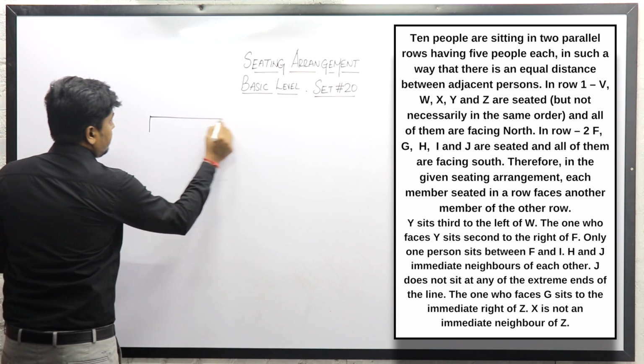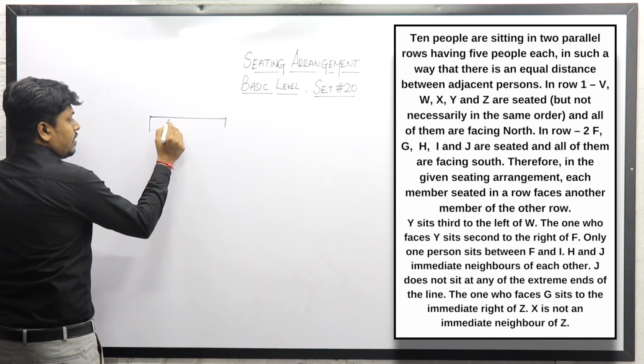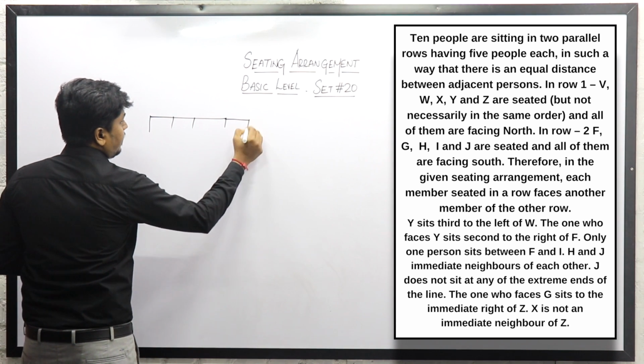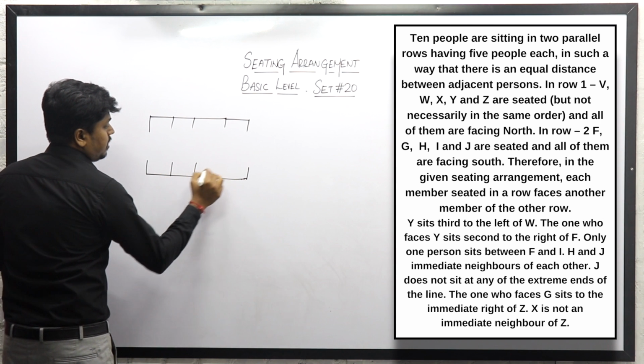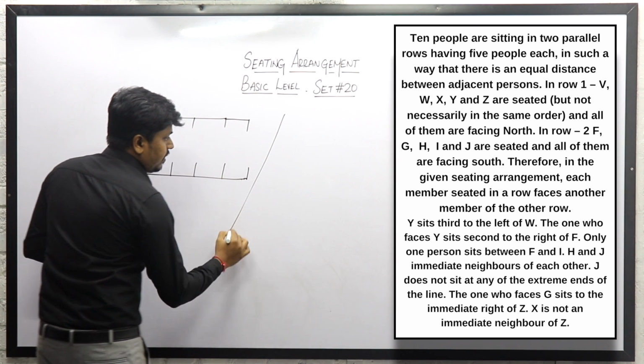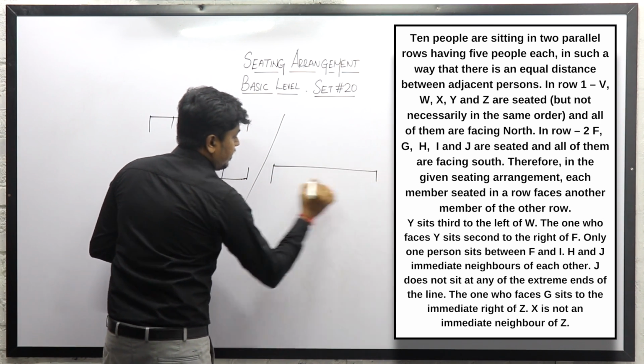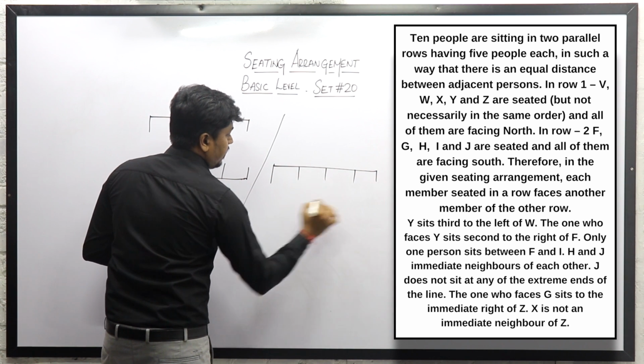So what I'm going to do is assume this as possible diagram 1. So 1, 2, 3, 4 and 5. Totally 5 people are sitting. Similarly, we can go with another possible diagram here. So 1, 2, 3, 4, 5.